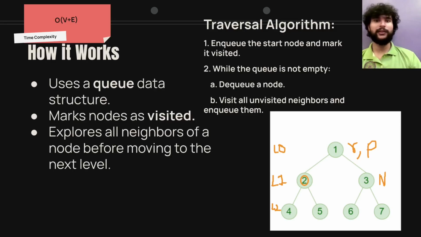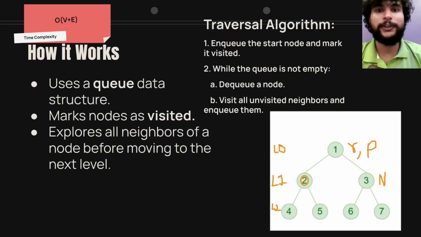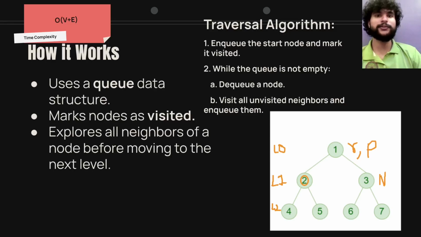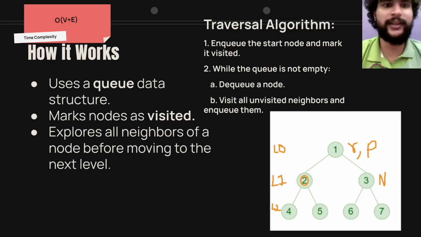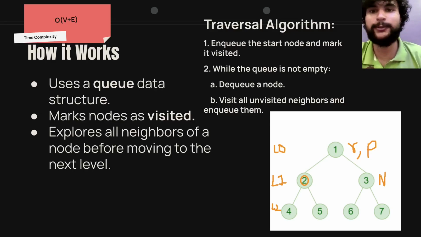A queue works on the first in first out principle, just like the people standing in a line. The first person to get in is the first to be served. In the same way, the first node we explore gets handled before the next. Now let's go through the actual steps of the BFS algorithm.